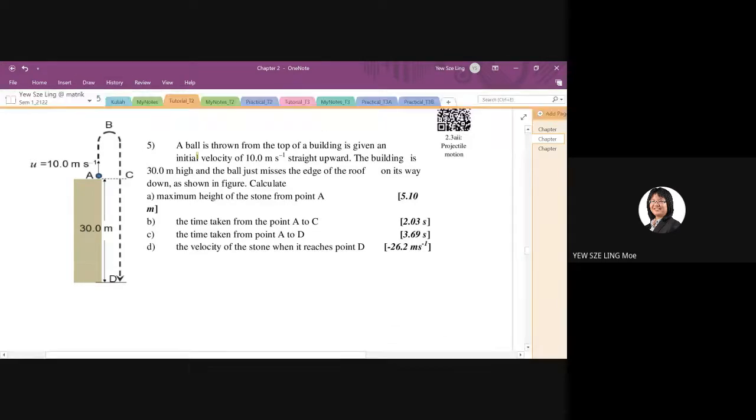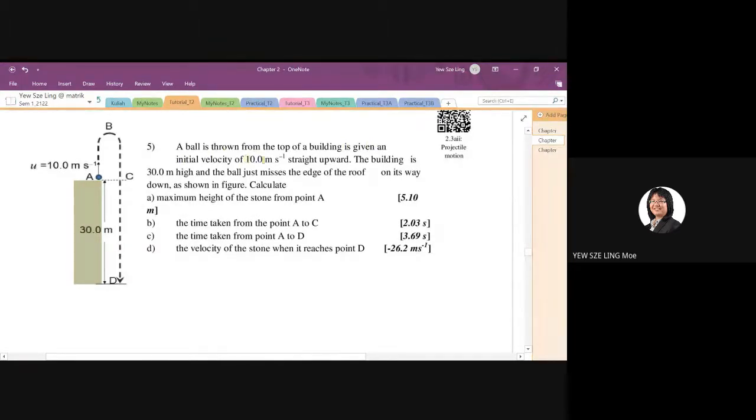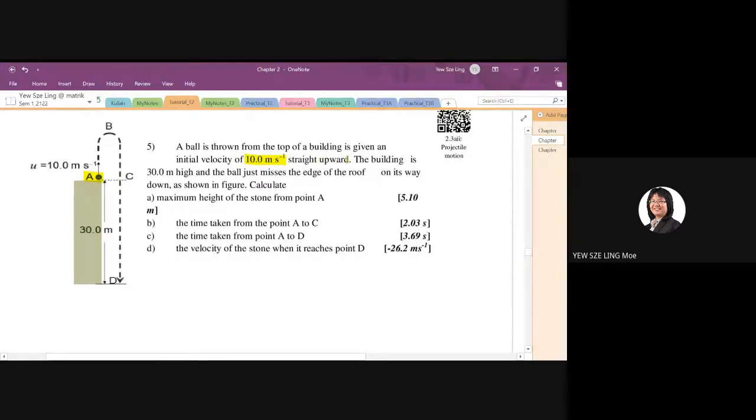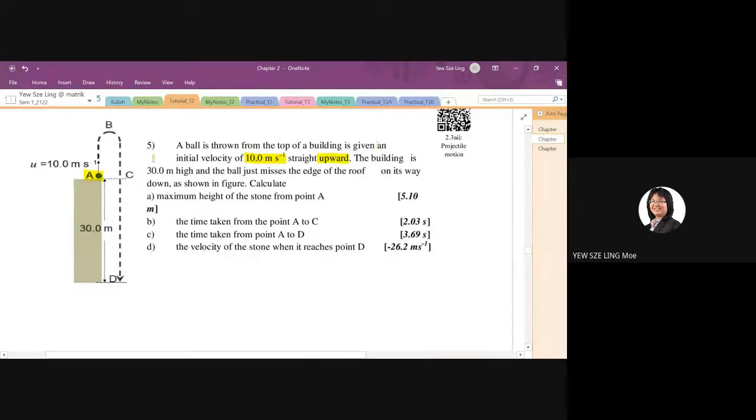A ball is thrown from the top of a building and is given an initial velocity of 10 meters per second. So it starts from point A, and at point A you have a velocity equal to positive 10 meters per second. How do I know it's positive? Because you throw upward. The building is 30 meters high, and the ball just misses the edge of the roof on its way down, as shown in the figure.